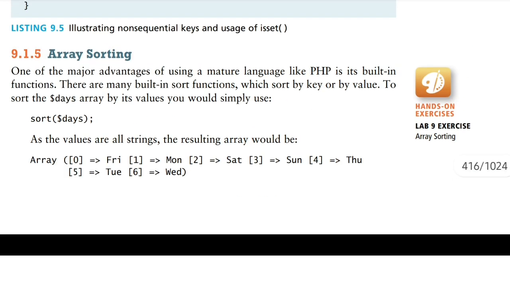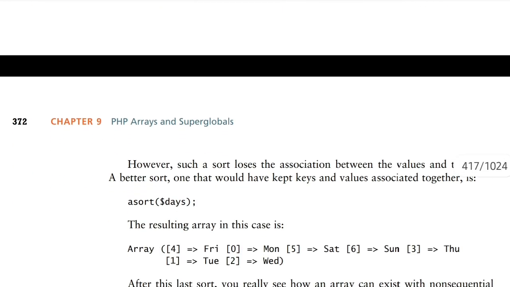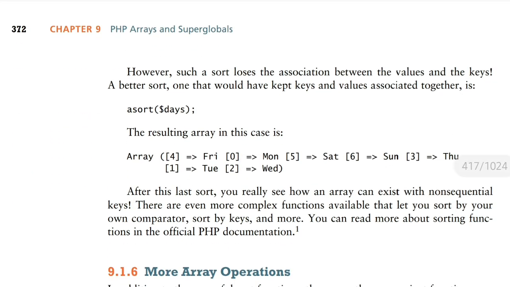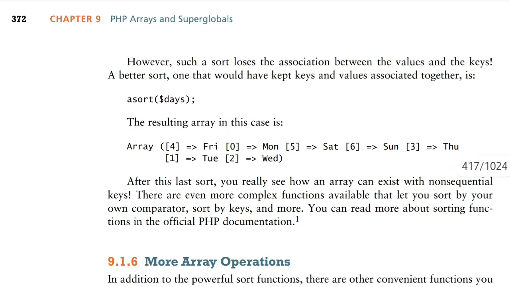The thing that happens here is you will be losing the key values. For example, in the original array, Friday was associated with the key 4, but here it became 0 because it was sorted. But if you want to maintain the keys' original values, you will be using asort. Okay, asort means preserving the array's original index. So that's what asort is for.